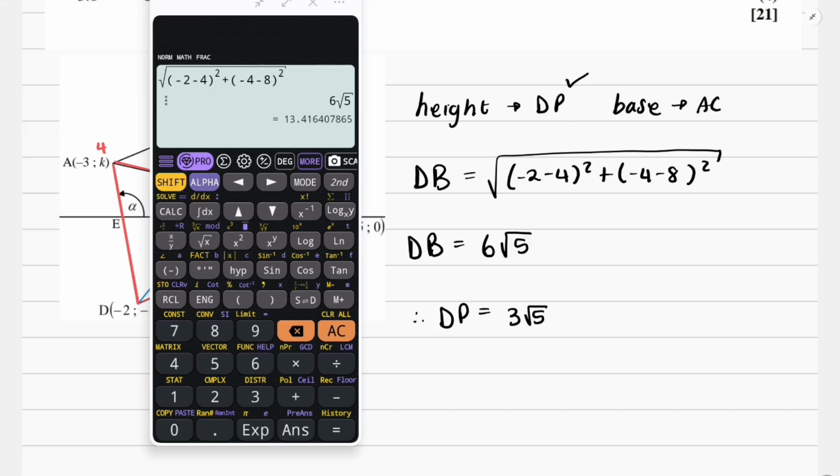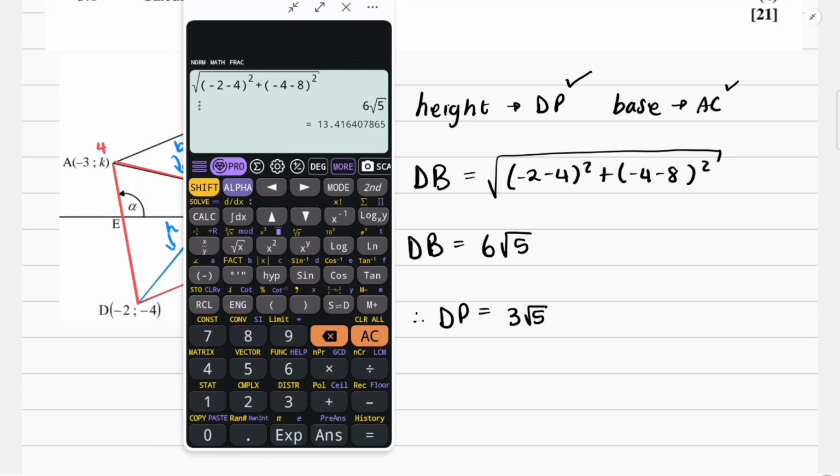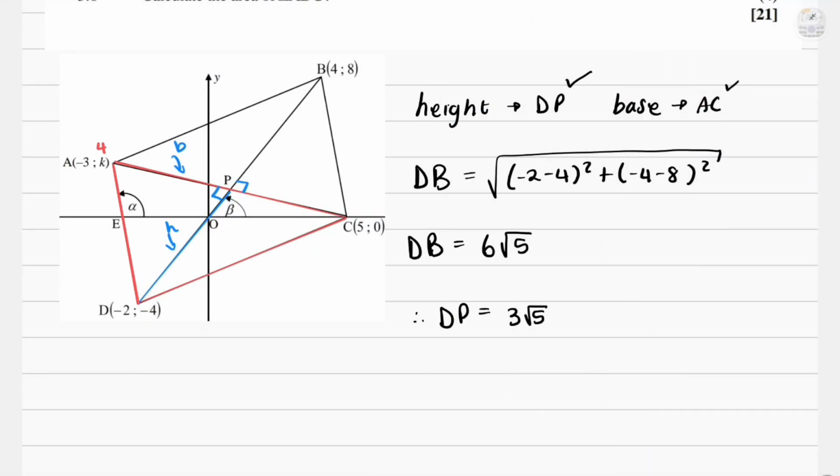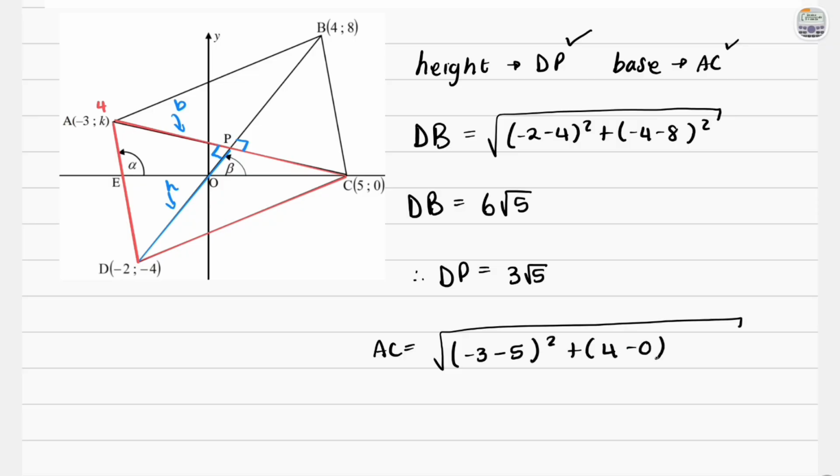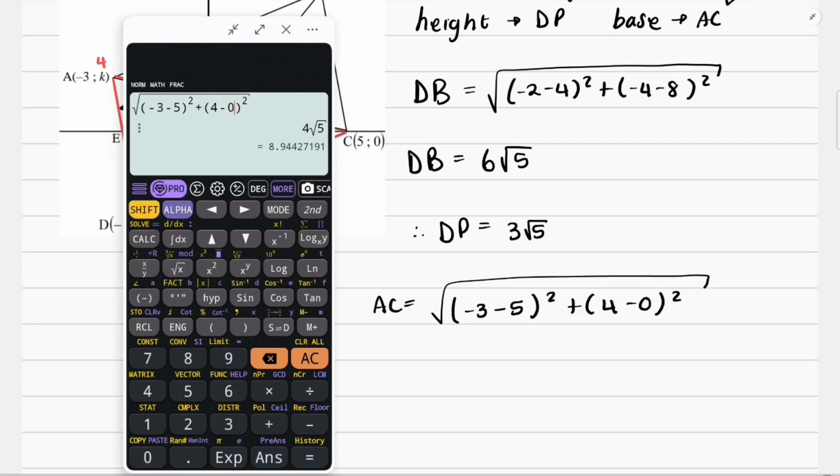So we've got DP, and now we just need AC. So again, just use the distance formula to find AC. So AC equals the square root of, and we're saying A being -3 minus 5 all squared plus 4 minus 0 all squared. And let's just put this on the calculator.